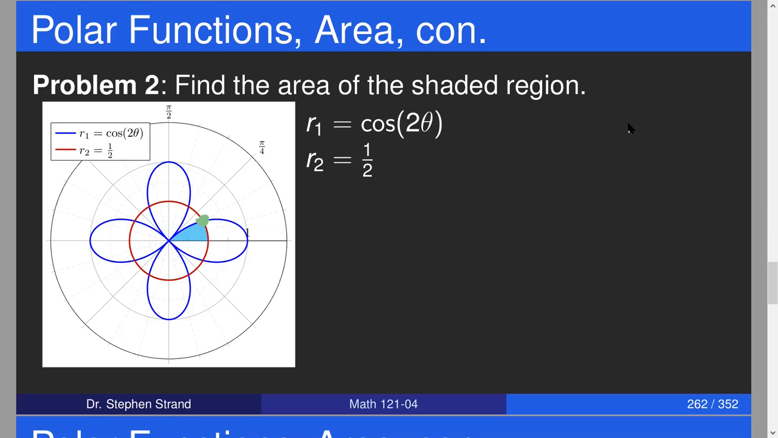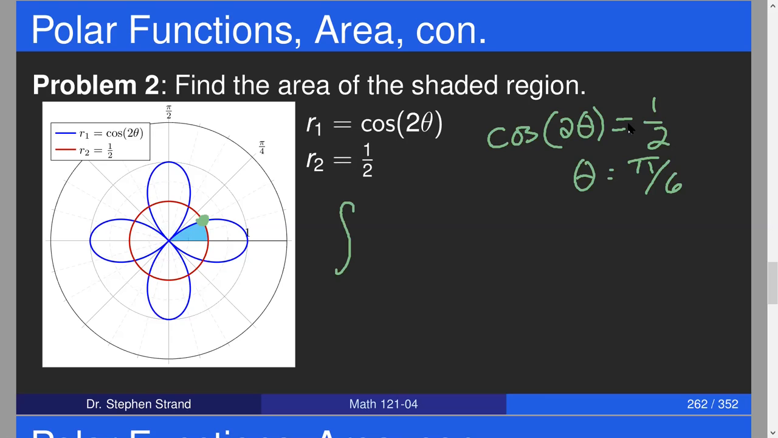So again, I think we calculated this in the last video. The intersection we can set up as: for what angle do the graphs of 1/2 and cosine 2 theta have the same radius, right? And it turns out that that's got to be when theta is pi over 6. So what we get to do here is set up one integral from 0 to pi over 6 of just the circle. Actually, it doesn't have anything to do with that cosine curve.